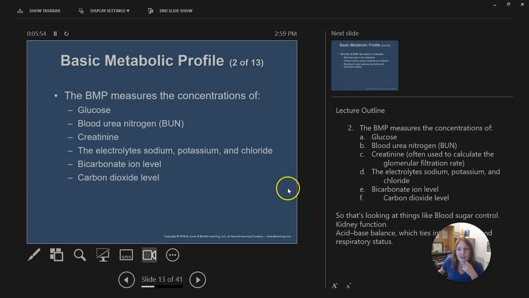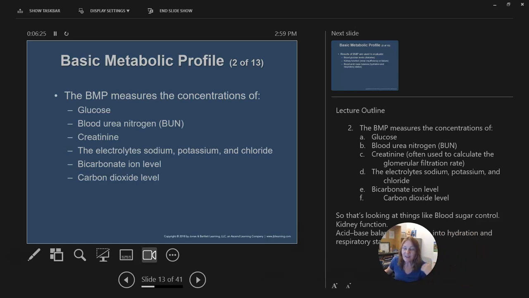The BMP measures the concentration of our glucose, our BUN, which stands for blood urea nitrogen, creatinine, which is often used to calculate the glomerular filtration rate, or GFR, the electrolytes, sodium, potassium, chloride, everybody's favorite sodium-potassium pump, our bicarbonate ion level, and carbon dioxide level. So that's looking at things like our blood sugar control, kidney function, acid-base balance, which ties into hydration, as well as our respiratory status.